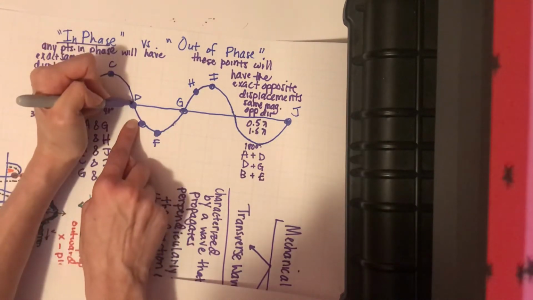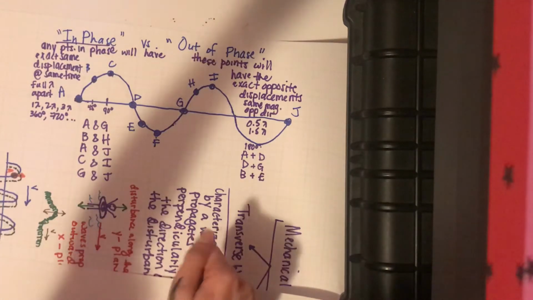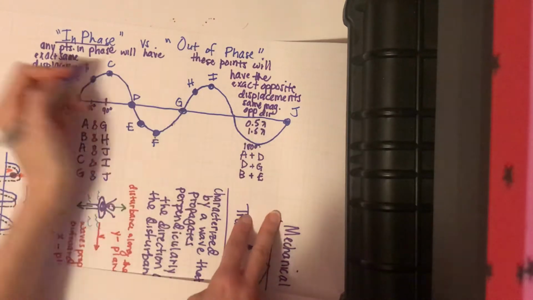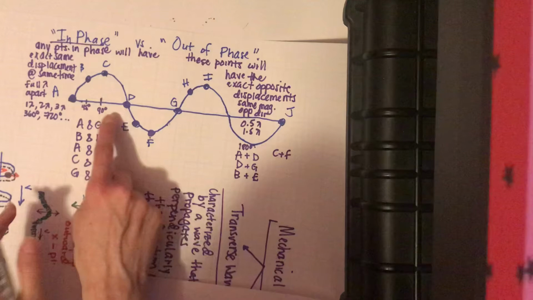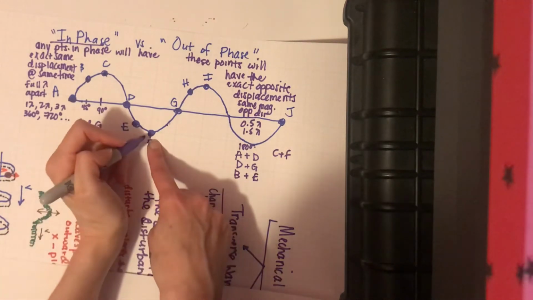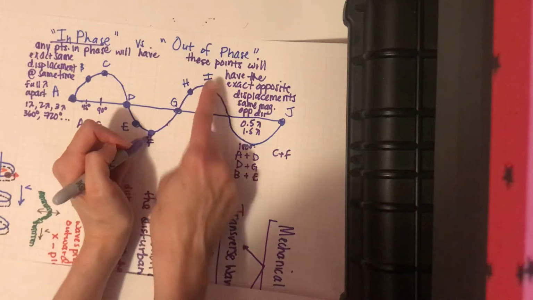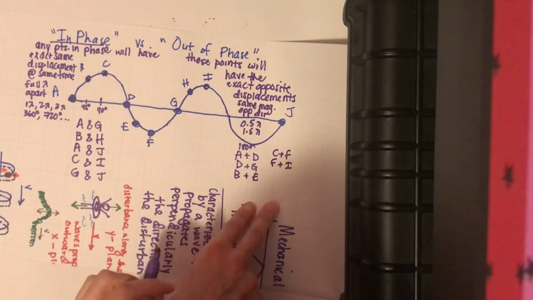Okay, let's look at C. We have 90, 180, C and F. When C goes up, F goes down. When F goes back up, C will go down. So C and F are out of phase. Let's see what else. Well, it looks like also F and I, right? So 90, 180. So F and I are also out of phase.